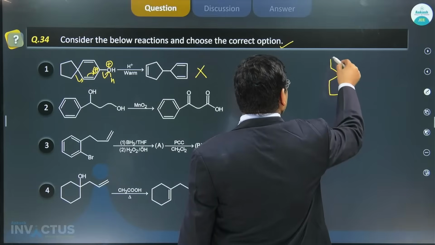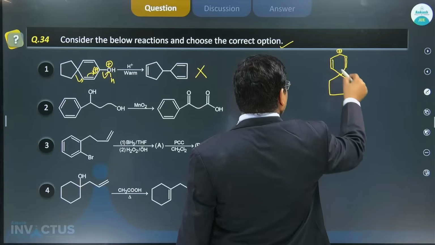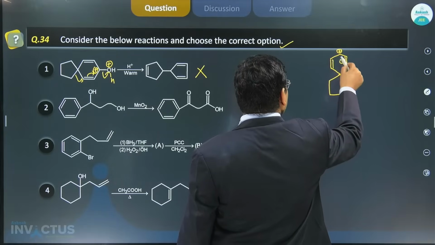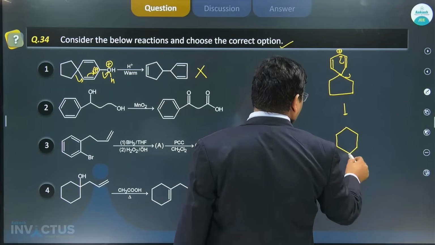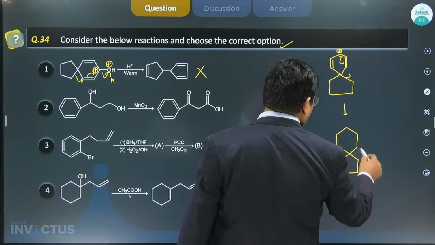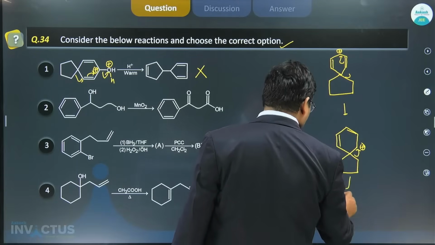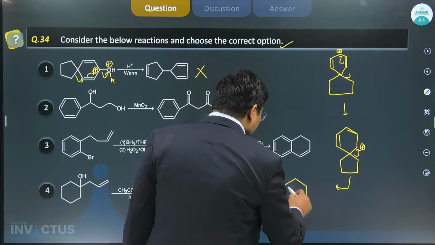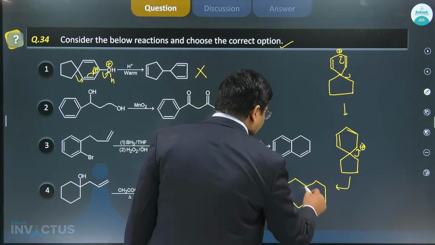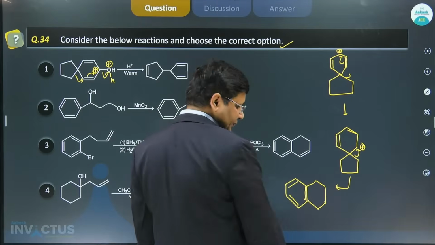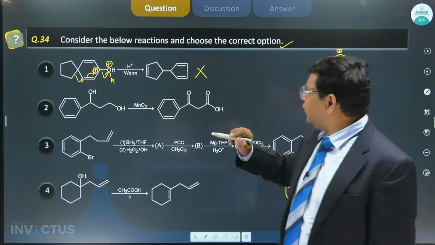So simply, after getting this cation, if we got this cation, after going for this rearrangement, we can simply form a cation there. After that there is ring expansion, and after ring expansion and aromatization, we got the 6-membered compound with this. So this one is wrong.